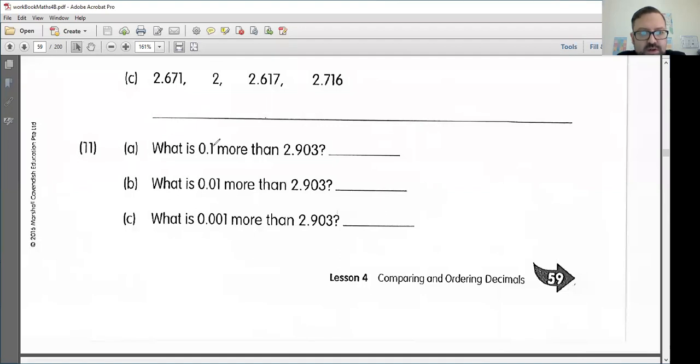All right. What is 1/10 more than 2.903? All right. So I'm just looking at my numbers in the tenths place. Now, here, we want to know what is 1/10 more than 2.9. So if we add 1/10 to 9/10, we're going to get 10/10. Okay, but that should go in my next column here. So if we add this, make sure if you're adding or subtracting, we want to line up the decimal points. Okay, so don't worry about the 0.3. That's the hundredths and the thousandths. Don't worry about those numbers.